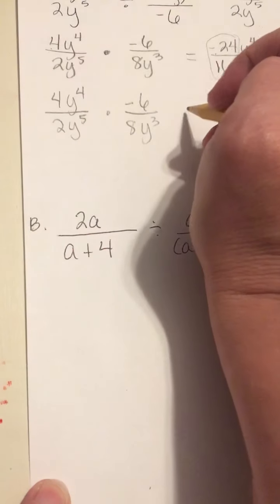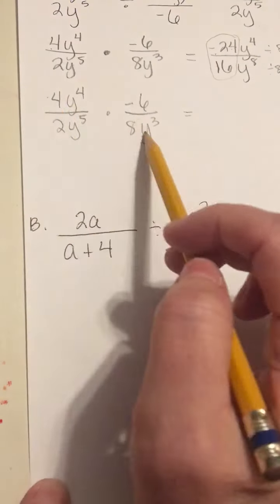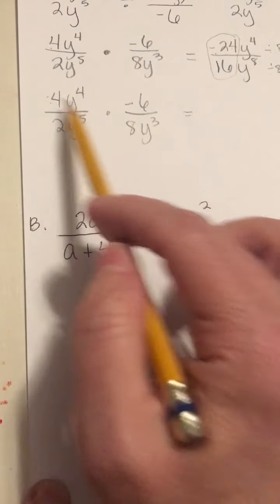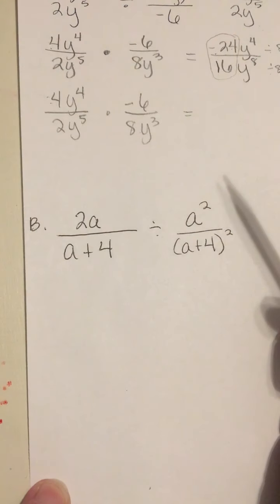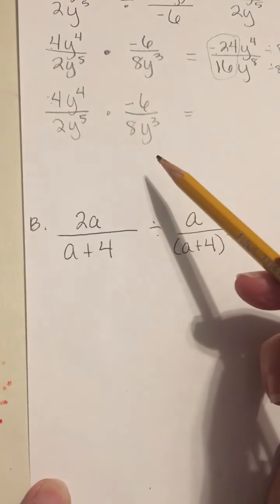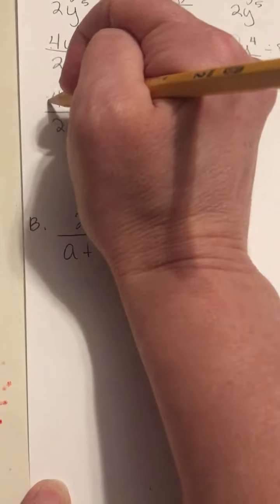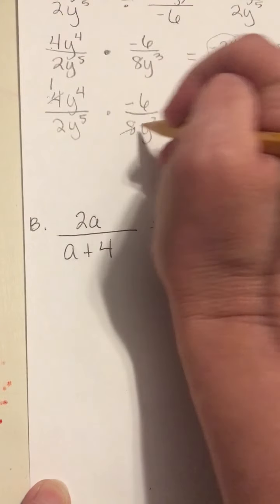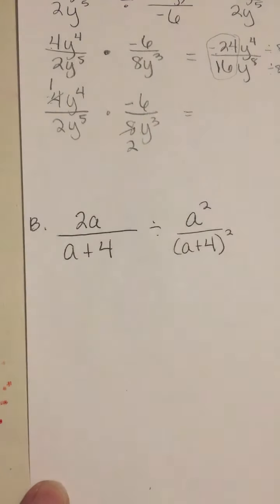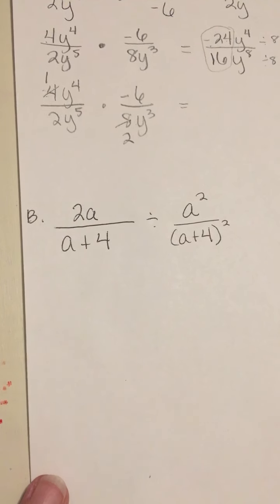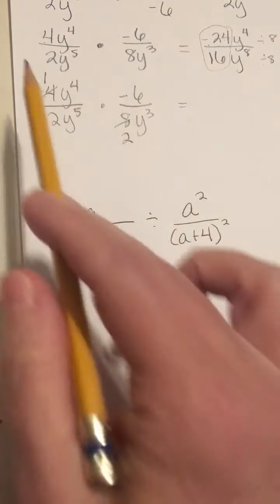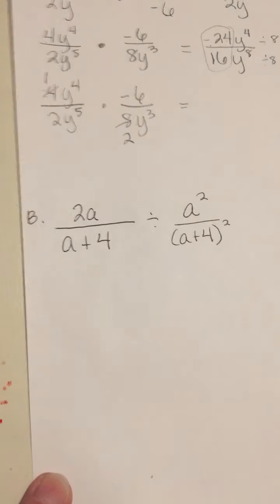So let's look at our numbers that are across from each other. I've got 4 and 8. Well, if this was like 4 over 8, what would that reduce to? That would reduce to 1/2, right? So this can become a 1 and that can become a 2. It's kind of like reducing things that are across from one another.